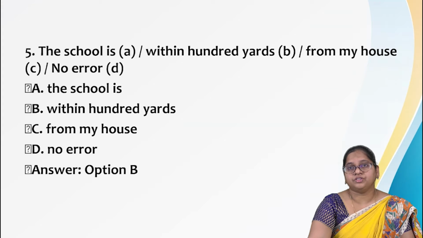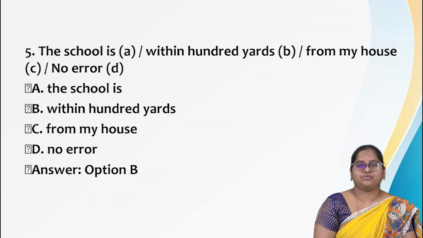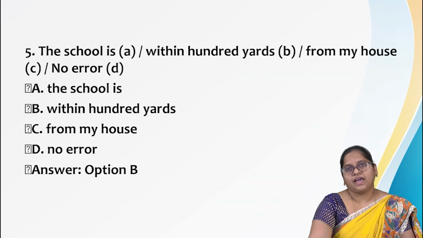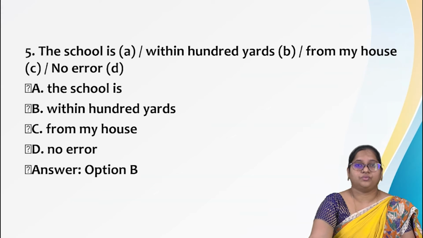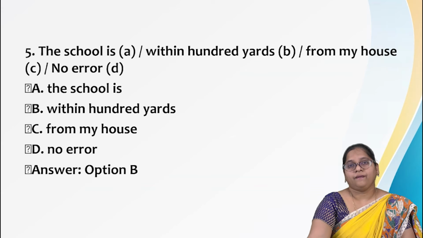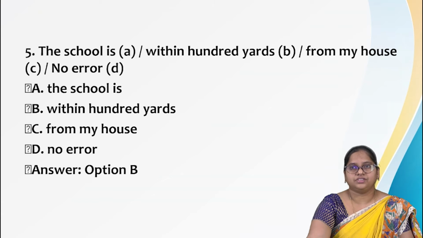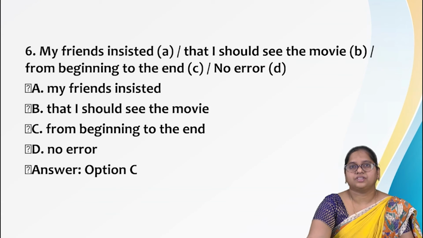But when you say "the school is within 100 yards", it's grammatically wrong. You can simply say the school is 100 yards from my house. You can remove "within", and that shows the right answer. Within 100 yards is not necessary, but you can say within. You can remove it and say the school is 100 yards from my house.